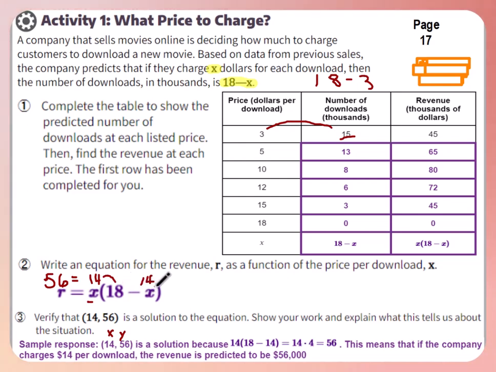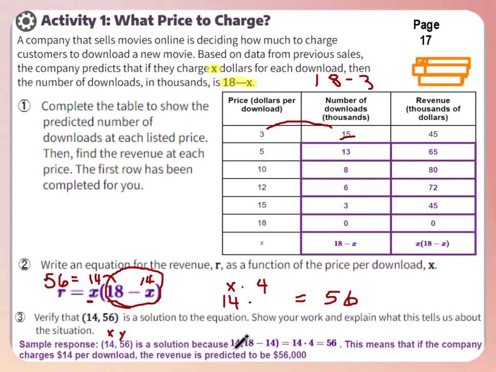We're going to perform the order of operations and do the parentheses first. What is 18 minus 14? 18 minus 14 is 4. We're going to multiply that times the x that's on the outside. Okay, and x is 14. 14 times 4 equals 56.